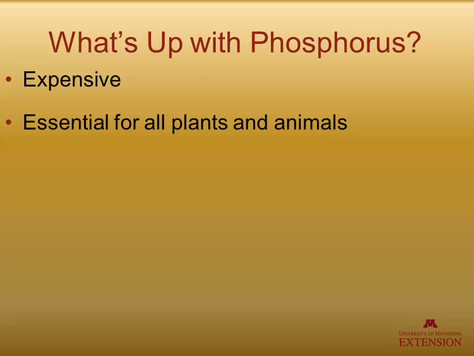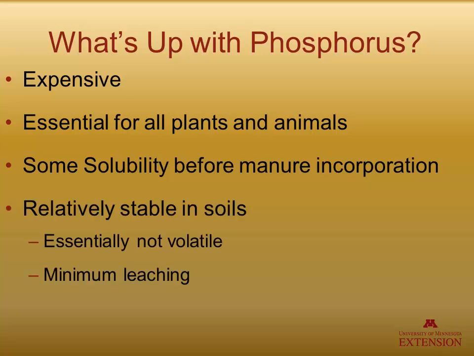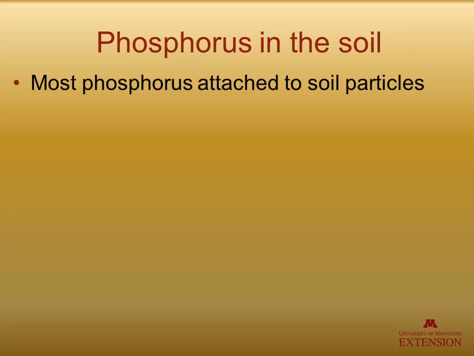We must have it. Some of the phosphorus that's in our manure is fairly soluble before it actually gets incorporated into our soil. This high solubility is an issue because if there's a rainy or water event before it gets incorporated, it can actually run off in the water without any soil erosion. It is relatively stable in soils, basically is not volatile, and has very minimal leaching. Our phosphorus in our soil.